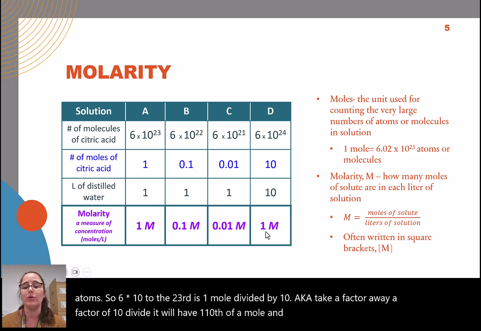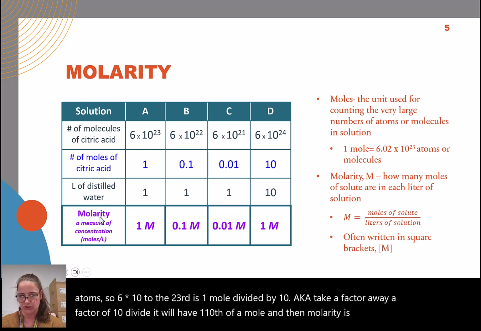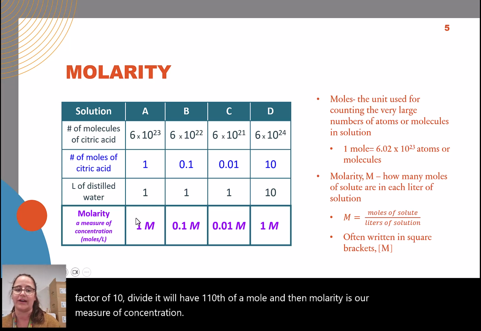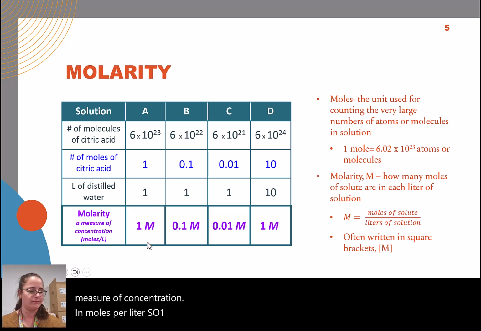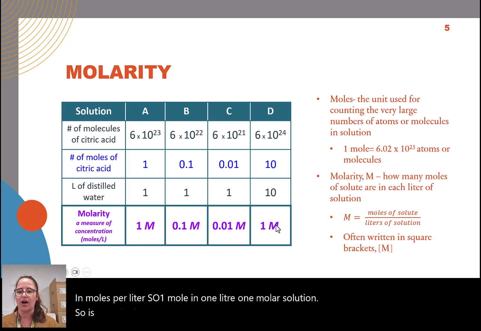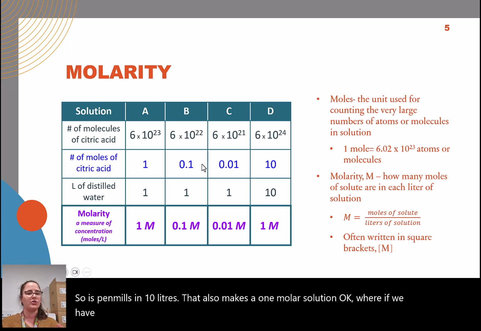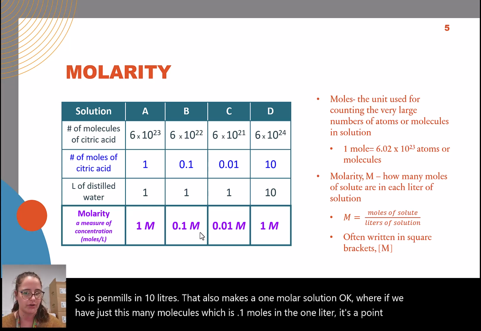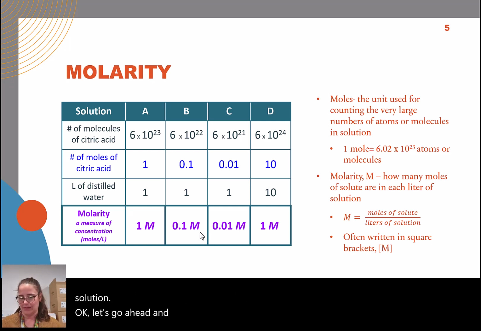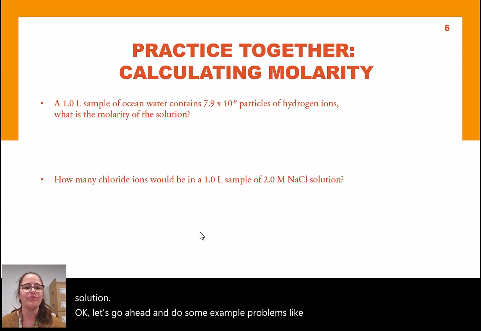And then molarity is our measure of concentration in moles per liter. So 1 mole in 1 liter is a 1 molar solution. So is 10 moles in 10 liters. That also makes a 1 molar solution. Where if we have just this many molecules, which is 0.1 moles in the 1 liter, it's a 0.1 molar solution. Okay, let's go ahead and do some example problems like this. We'll do some together, and then I'll ask you to do some on your own.